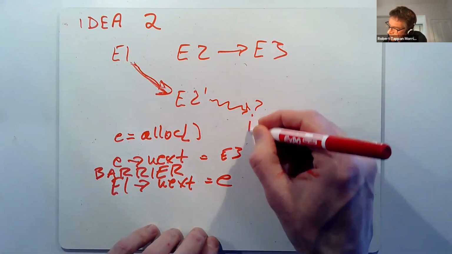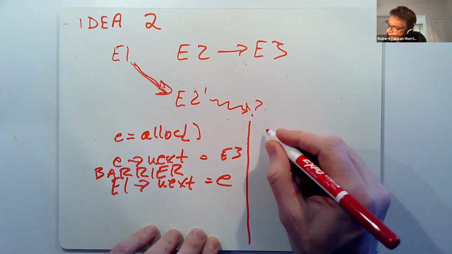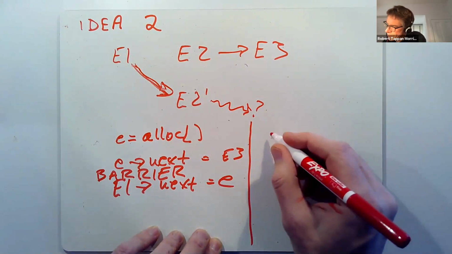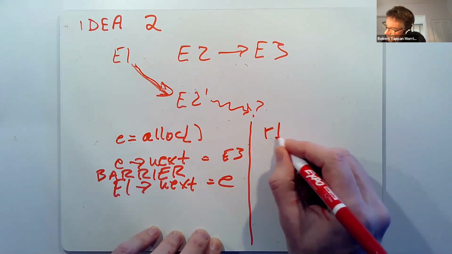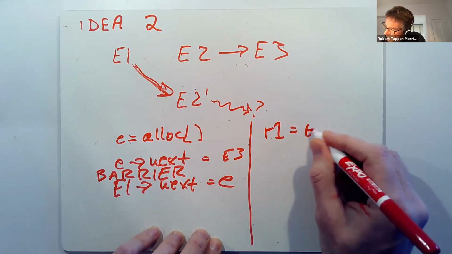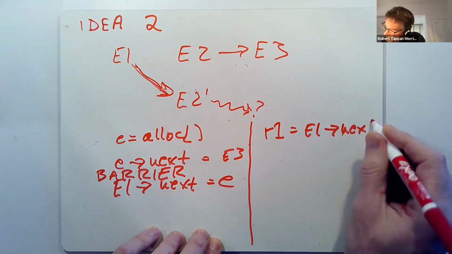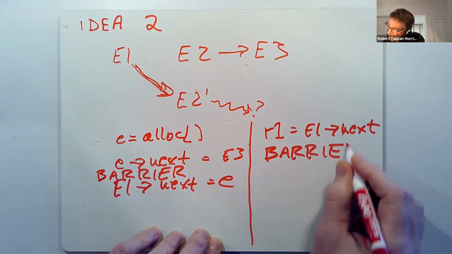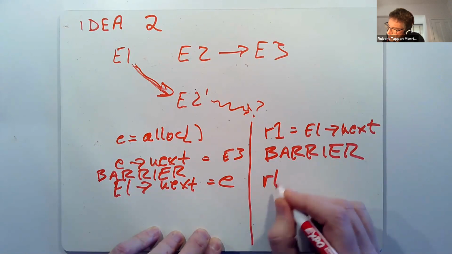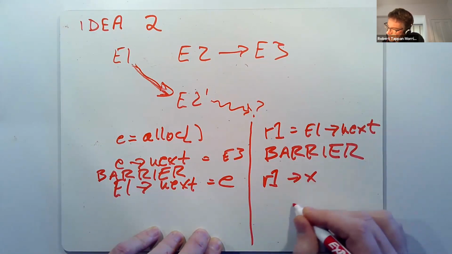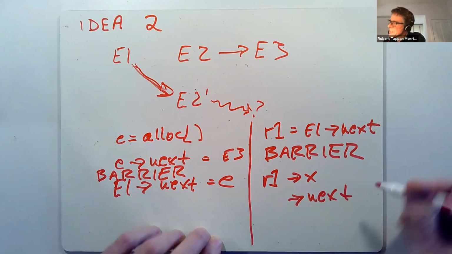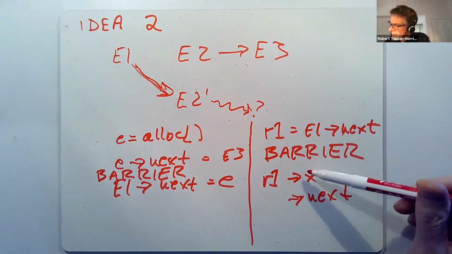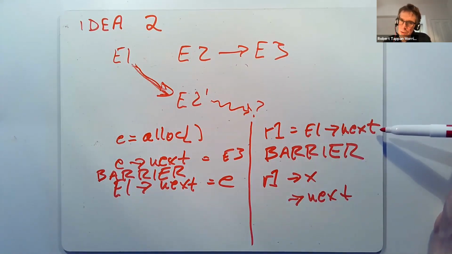And on the read side, the reader needs to load E1 arrow next into some temporary location or register. So we'll just say, register 1 equals E1 arrow next. Then the reader needs a barrier. And then the reader is going to look at R1 arrow its content and R1 arrow next. And what this barrier on the reader says is, don't issue any of these loads until after we've completed this load.